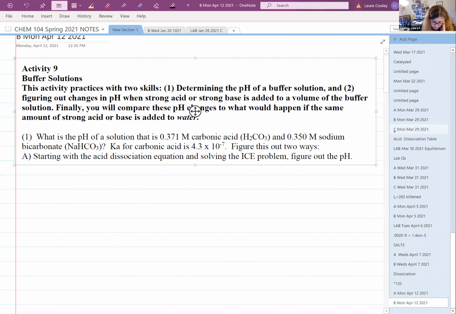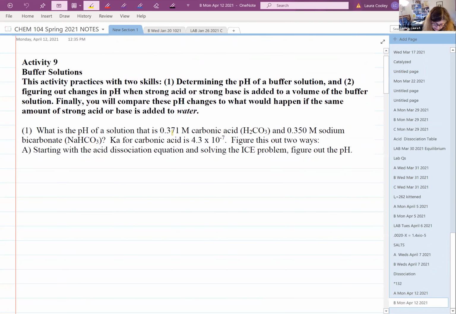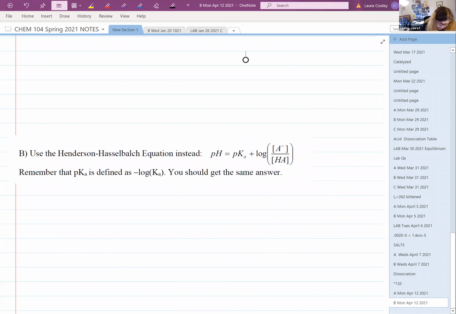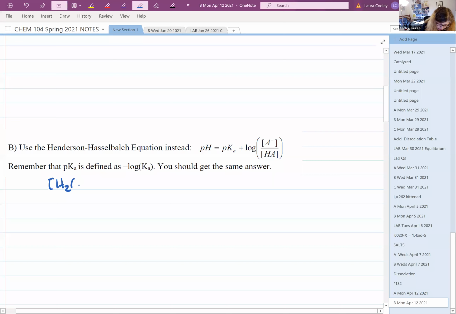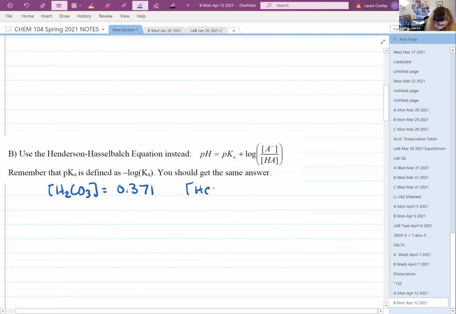Okay, so here's another problem. This is activity 9. I'm going to kind of skip the top part here because I really would like to get a little bit further along. And we've done this type of thing before. So this is really an identical type of problem to the one we just did. It's a different concentration of the acid and a different concentration of the conjugate base, but it's the same carbonate bicarbonate system as we used before. So I just want to use the Henderson-Hasselbalch equation here to get some practice with that. The H2CO3 concentration from up here is 0.371. The HCO3 minus concentration is 0.350.